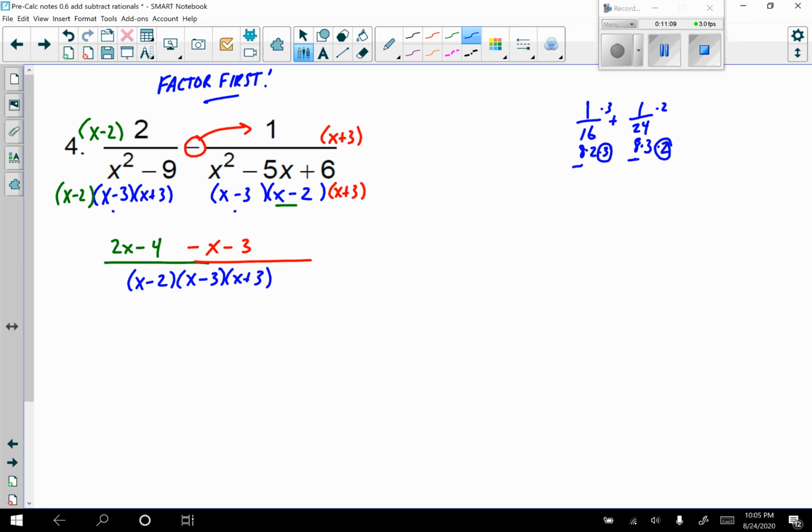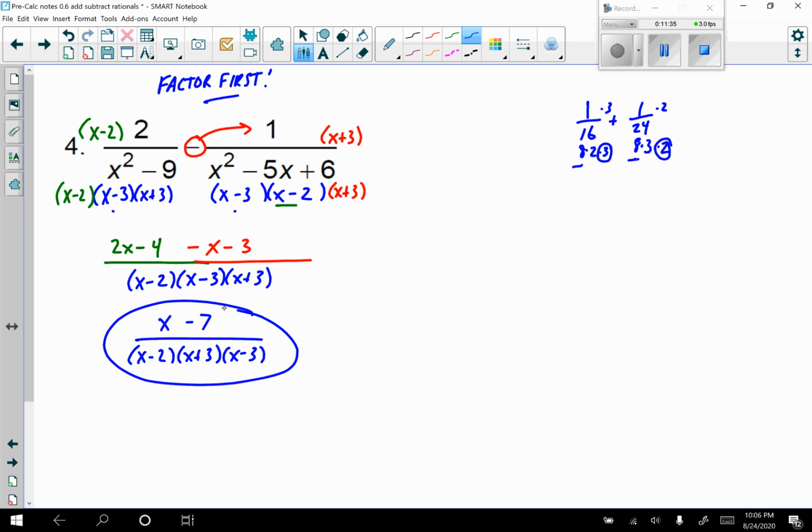Now, combine these like terms. 2x minus x is x. Looks like minus 7 over, and we have x minus 2, x plus 3, x minus 3, whichever order you want in there. Just make sure you have them all down. All right, x minus 7 doesn't factor. Looks like everything we've done on that one is what we can do. So that is simplified and reduced. Always check for more reducing.